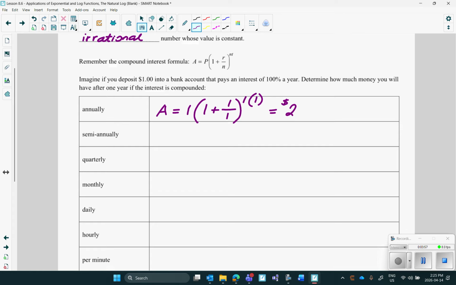Let's go back to the beginning of the year and say, okay, this time it's calculated twice a year. So the only thing that changes in here is N. So A is going to be 1 times 1 plus 1 over 2 raised to the 2 times 1. N becomes 2 instead of 1. If you were to calculate that, obviously you're going to make more money because interest is calculated an extra time. So you get 2.25.